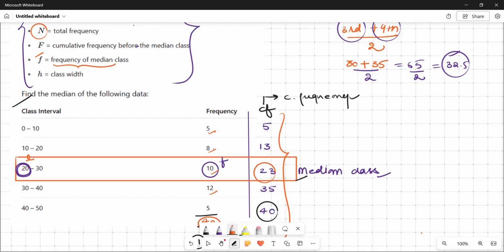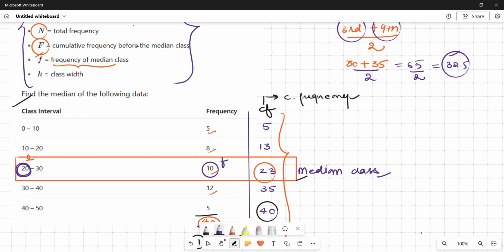Now you will be asking, what is this F? This capital F is the cumulative frequency of the class preceding the median class, and this is our CF or capital F. Now we are aware of these terms. This is L, this is F, and this is our CF.